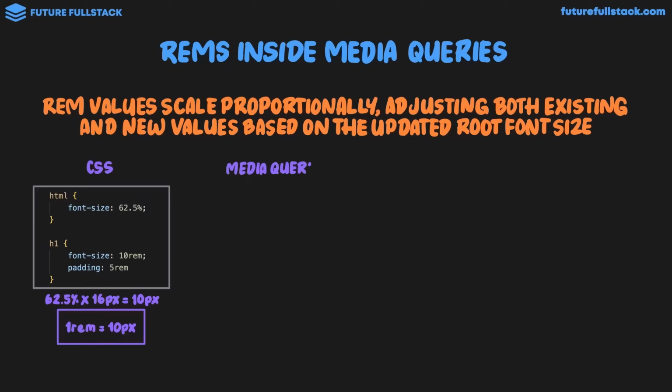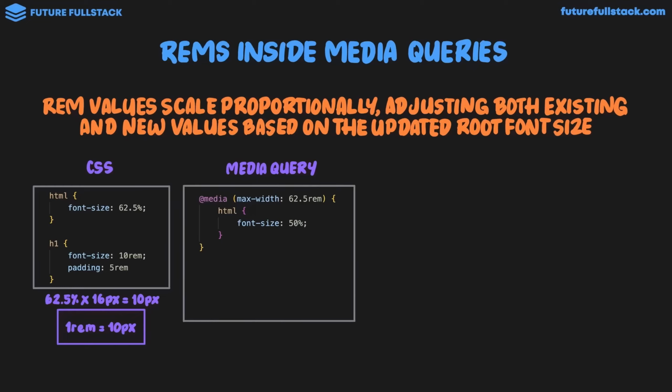Let's now look inside our media query. We've defined a max width of 62.5 rem, and as we've just discussed, the rem value inside the condition is based on the default browser font size, which is 16 pixels. So this max width would kick in at 62.5 multiplied by 16 pixels, which would be 1000 pixels. Inside the media query, you can see we've changed the HTML font size to 50 pixels.